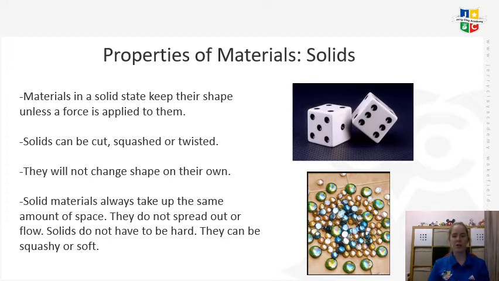So if you stand a solid on a table and you do not touch it, it will stay in the same shape as what you can see in front of you. Solid materials always take up the same amount of space. They do not spread out or flow. Solids do not have to be hard, they can be squashy or soft.